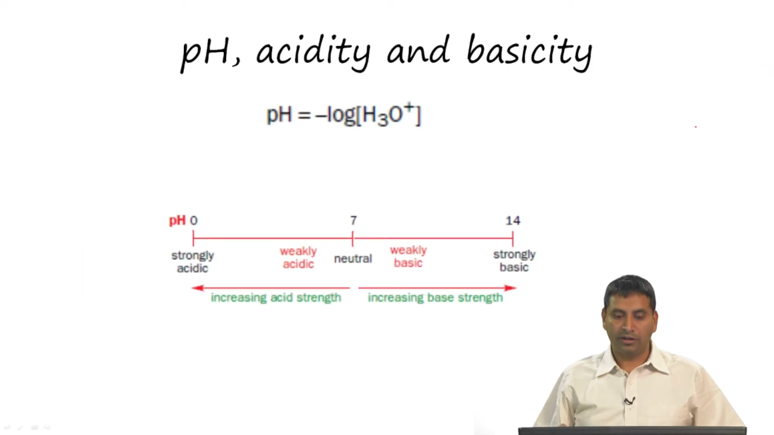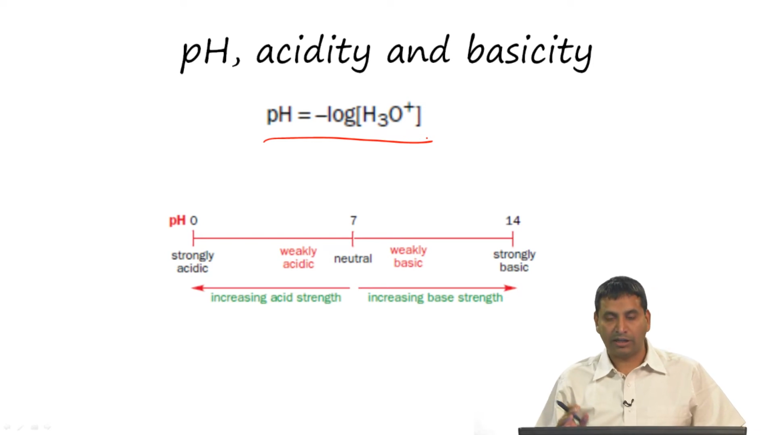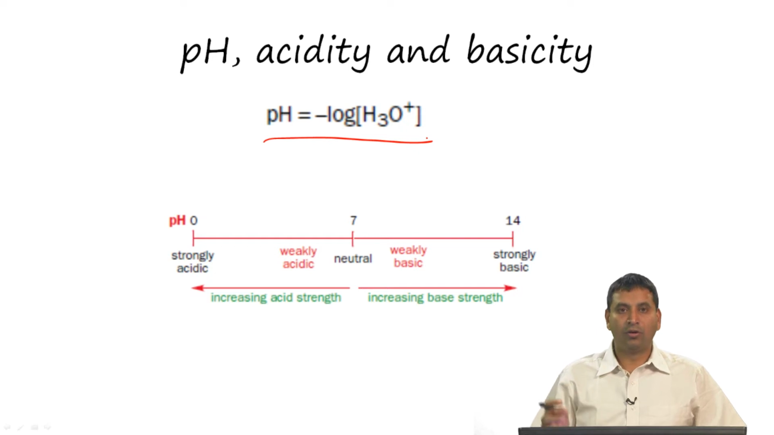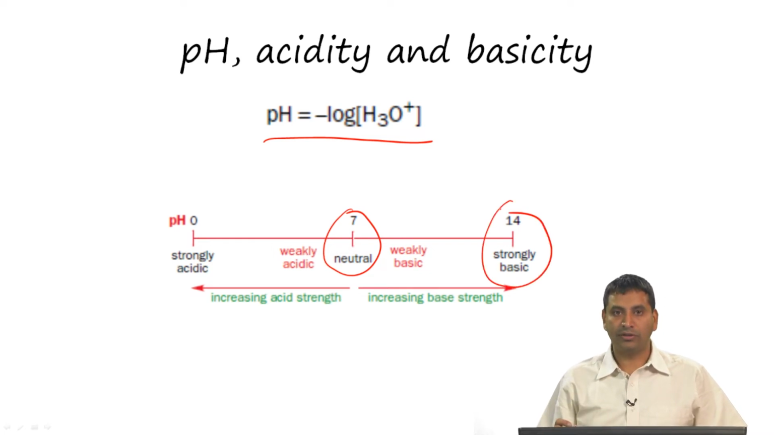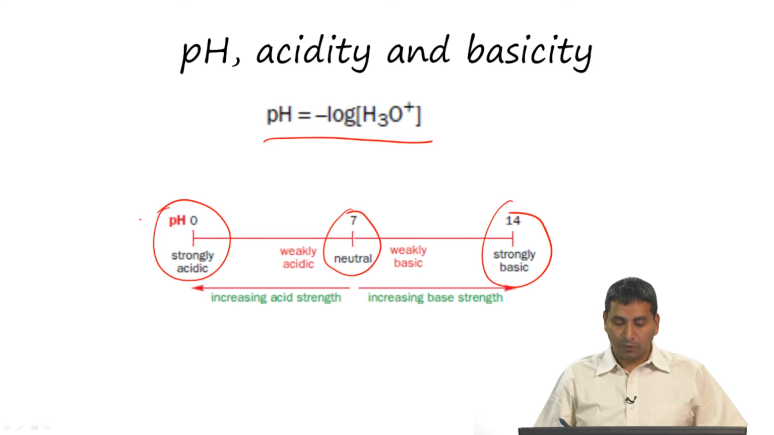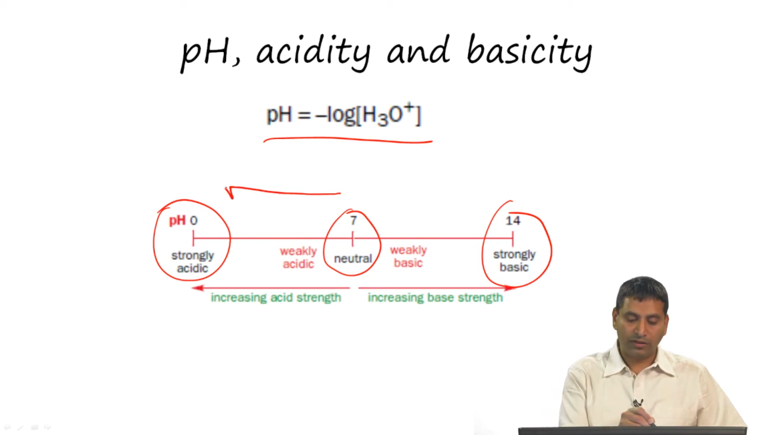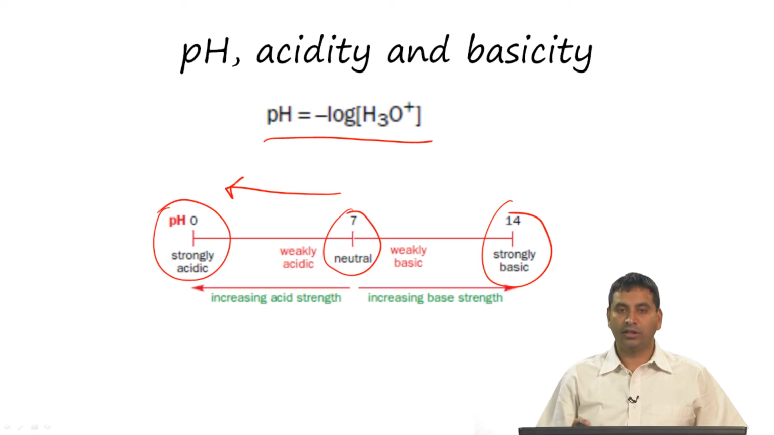pH is defined as the negative log of the concentration of H3O plus, a definition we have encountered perhaps in 8th or 9th standard. Just to go over this, pH 7 is considered neutral, neither acidic nor basic, and pH 14 is strongly basic, while pH 0 is strongly acidic. As we proceed from 7 towards smaller values, the solution becomes more and more acidic. Similarly, when we start from 7 and go up to 14, the solution becomes more and more basic.